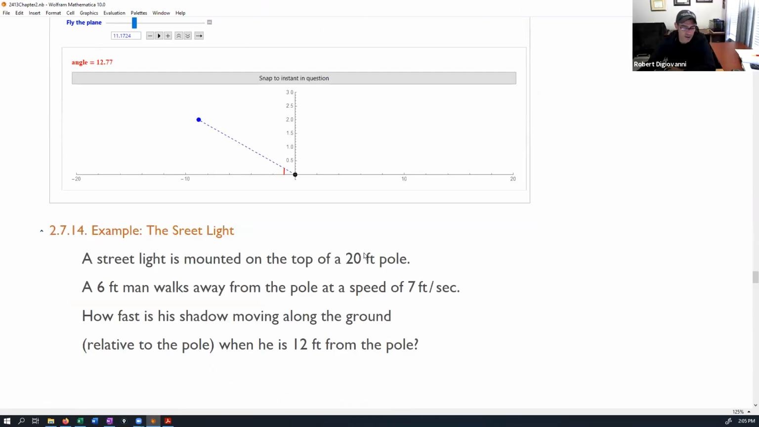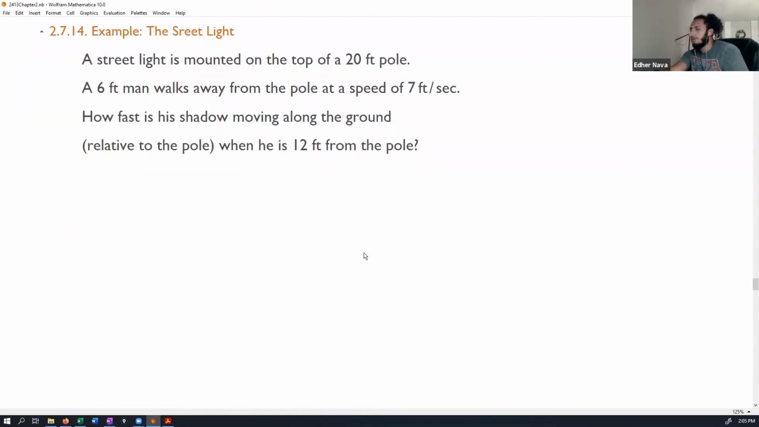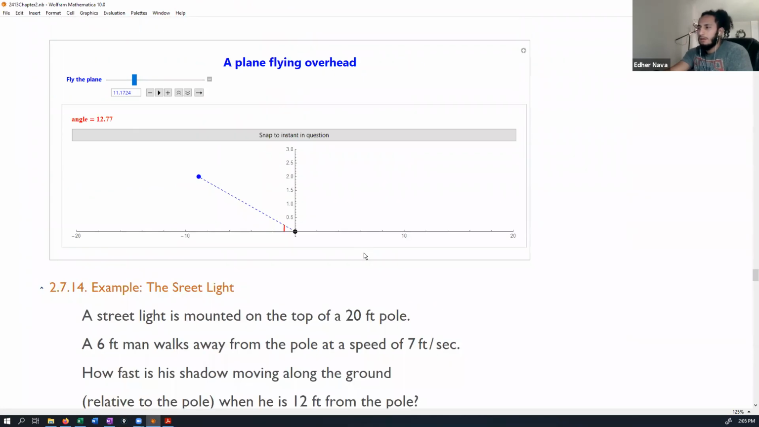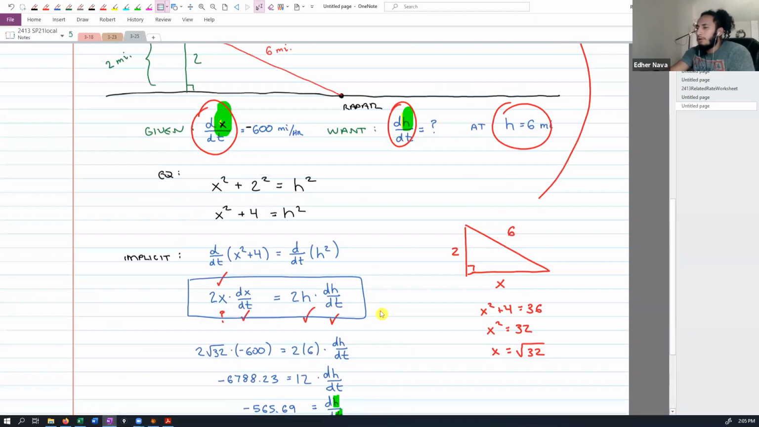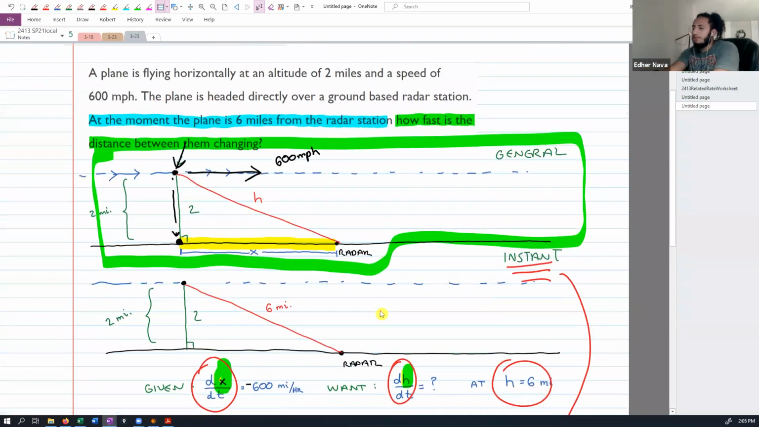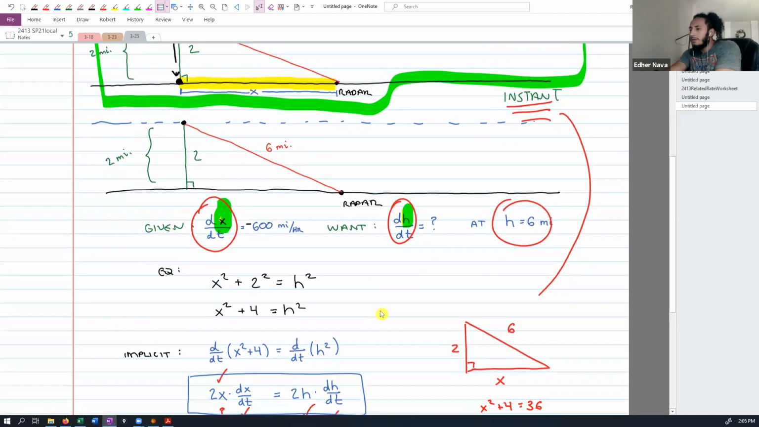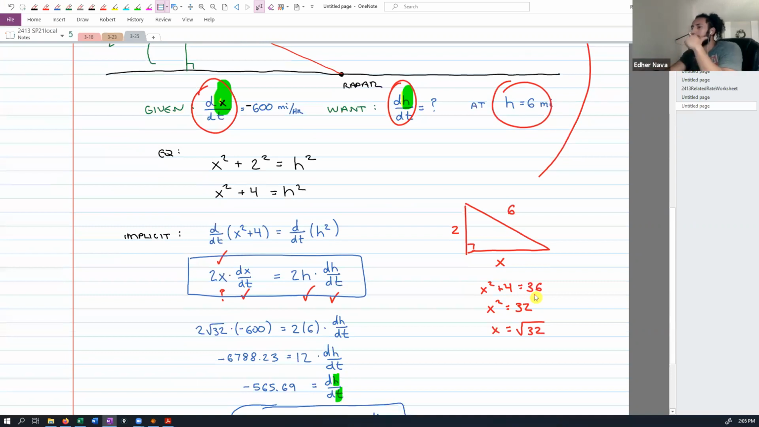All right, let's try another one. I have a quick question on the last one. I was able to follow along pretty well, except right there on the 36. I wasn't sure where you got the 36 from. Here? Yes, that one right there.